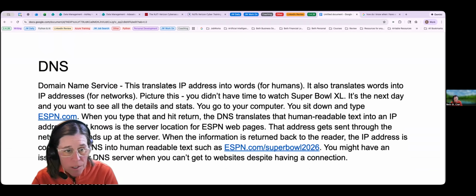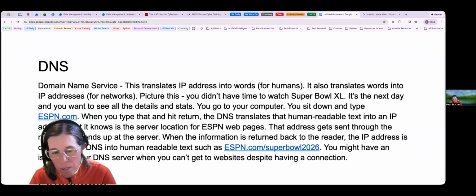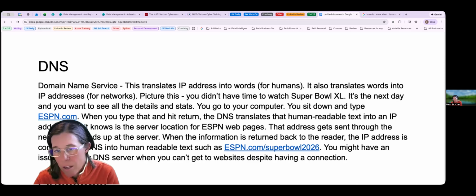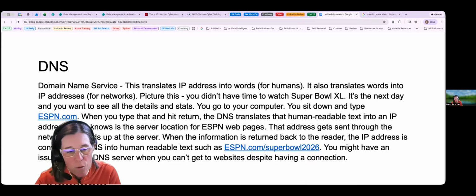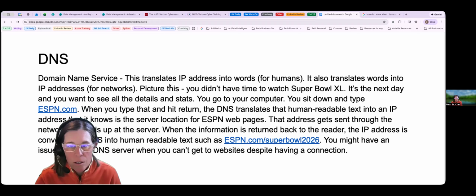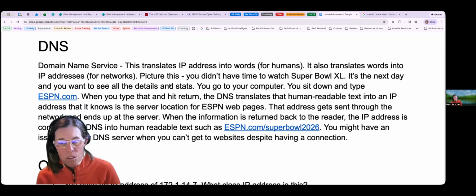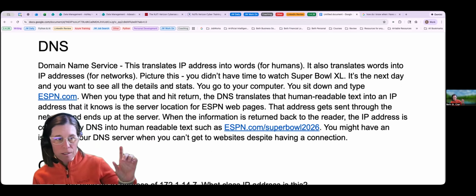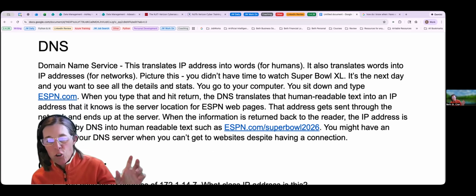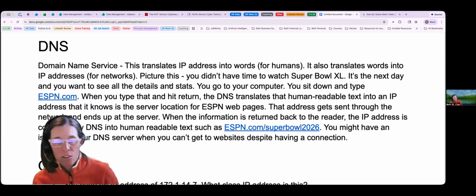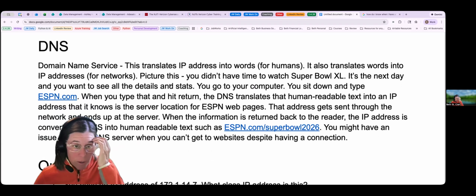DNS, Domain Name Service. This translates IP addresses into words for humans. We don't deal in numbers. We don't readily deal in IP addresses. So I make website names that are easy to follow. GoDaddy, ESPN, CBS, NBC, all of these major networks have websites, including all the websites that are out there for people to utilize. So the DNS service takes that human readable word and it translates it into an IP address, and that's what functions over a network.